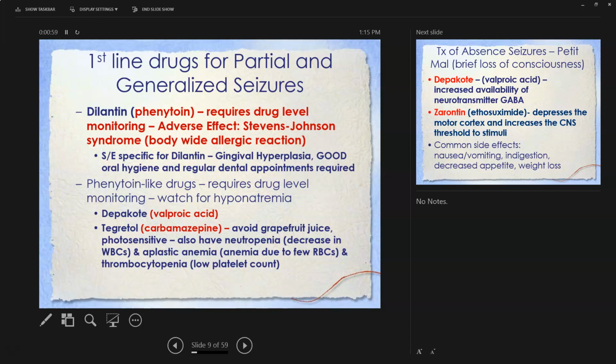Phenytoin and like drugs require drug level monitoring, and you watch for hyponatremia. Depakote is one, and Tegretol. Those are both drugs that are like Dilantin. They need to avoid grapefruit juice, etc.